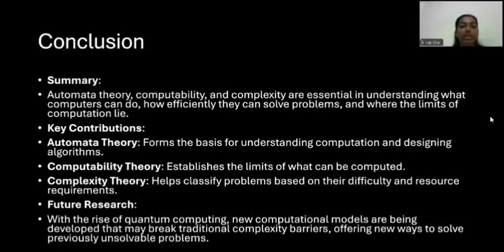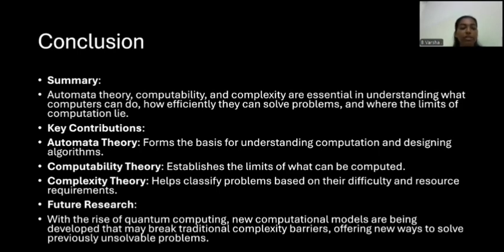Conclusion. Automata theory, computability, and complexity are essential in understanding what computers can do, how efficiently they can solve problems, and where the limits of computation lie. Key contributions: automata theory forms the basis of understanding computation and designing algorithms. Computability theory establishes the limits of what can be computed. Complexity theory helps classify problems based on the difficulty and resource requirements.